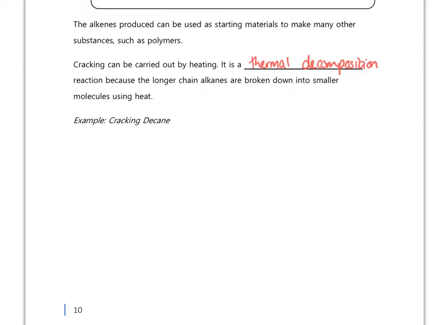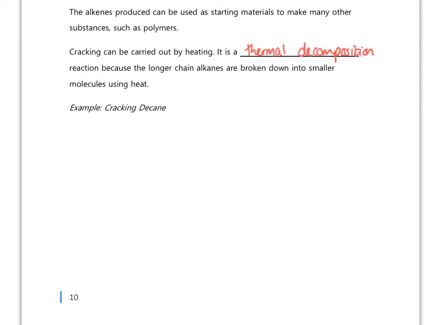So we're going to have a look at an example here of decane. So decane is an alkane that contains 10. So dec means 10, and we can tell from the ANE part that it's an alkane.